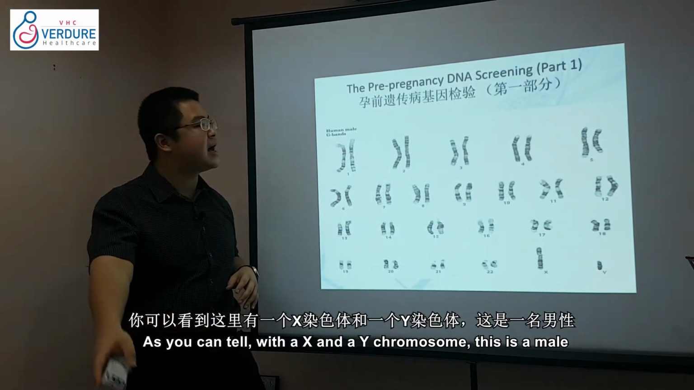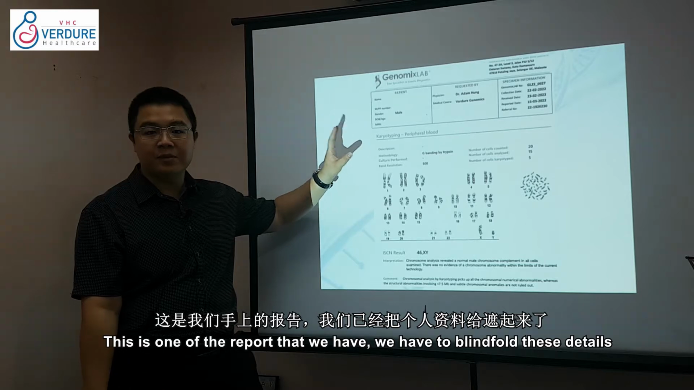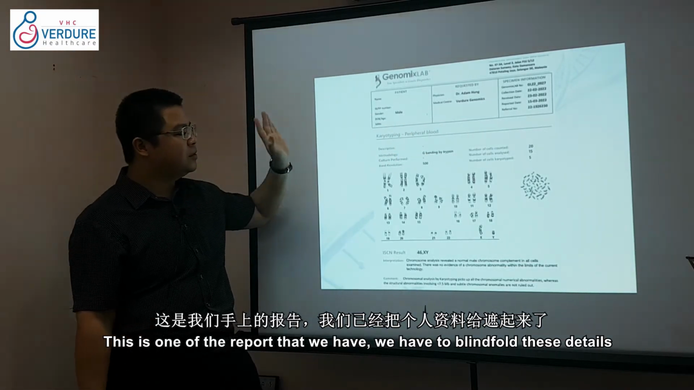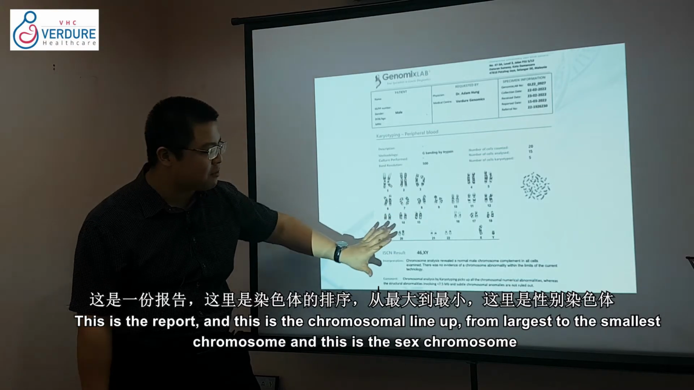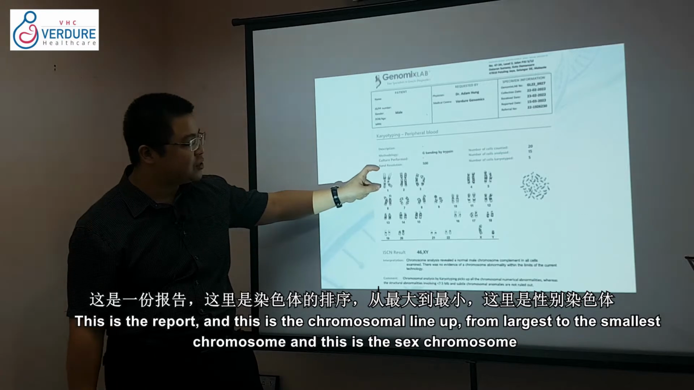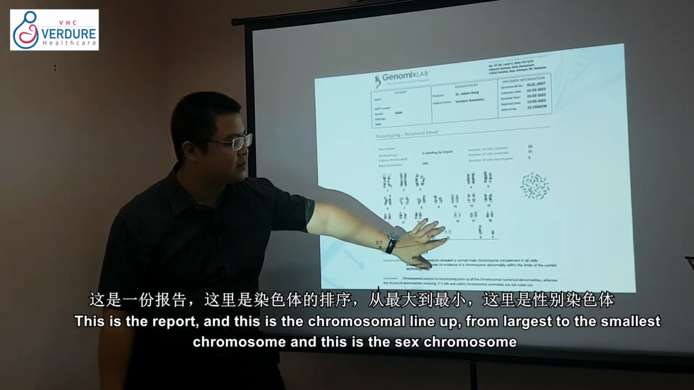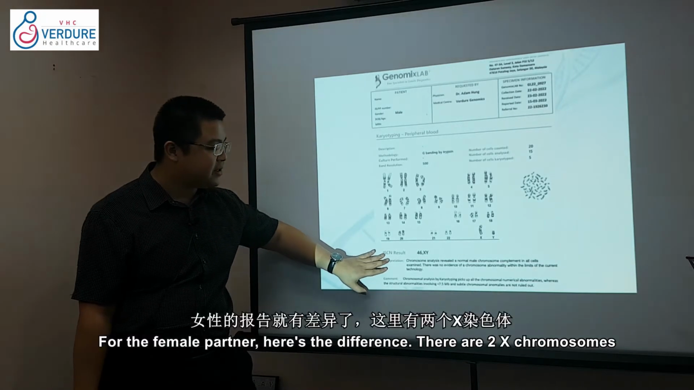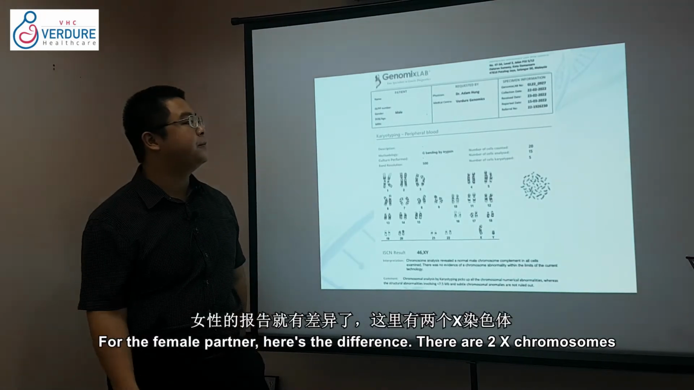So let me show you a sample report. This is one of the reports that we have, so we need to blank out every detail. Okay, as you can see, this is the report. This is the chromosomal lineup, from the largest chromosome all the way to the smallest chromosome, and this is the sex chromosome. So there is the interpretation and the comment as well.